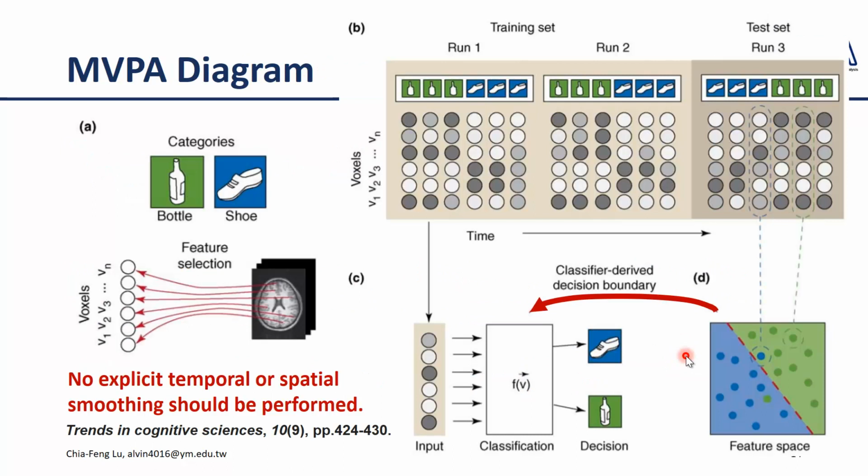So we take this picture, this diagram as the example right here. Again, when the subject is looking at the different feature stimuli or different pictures, for example, bottle as one category and shoe as another category, we may extract the different voxels. It is not necessarily the case that you have to constrain the voxel distribution to the neighboring region. You don't need to do so. In this picture, they actually extract different voxels from the different brain regions.